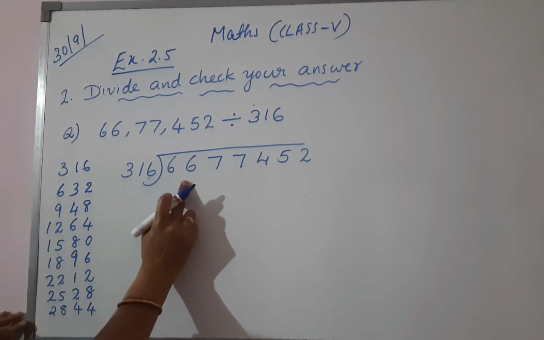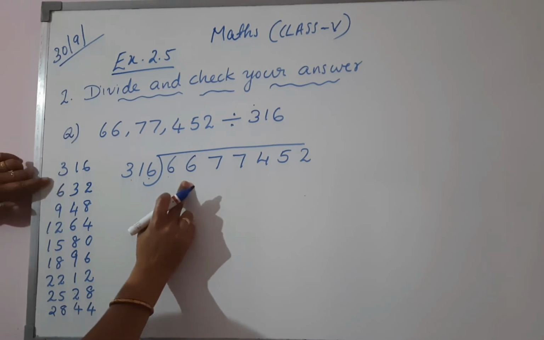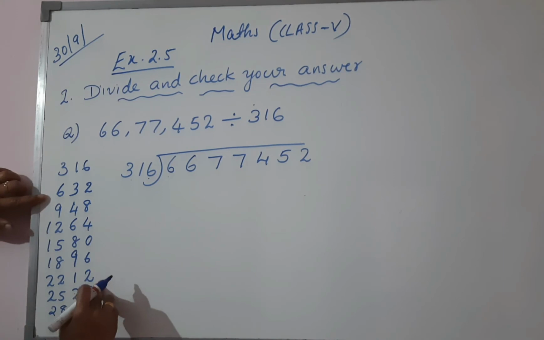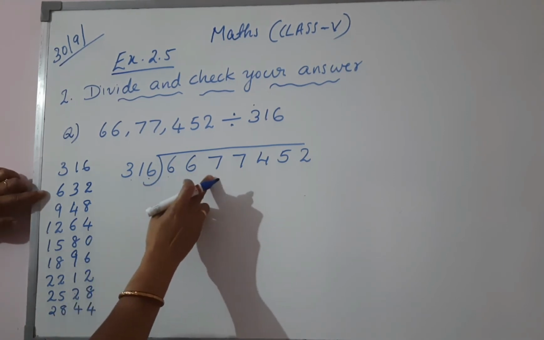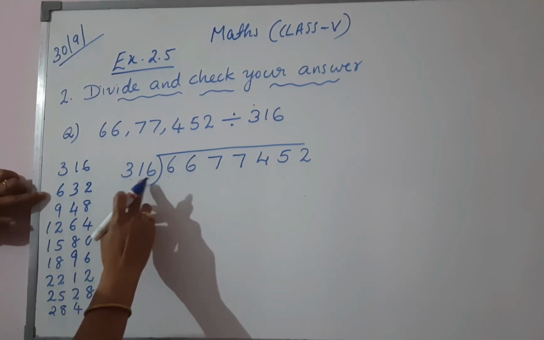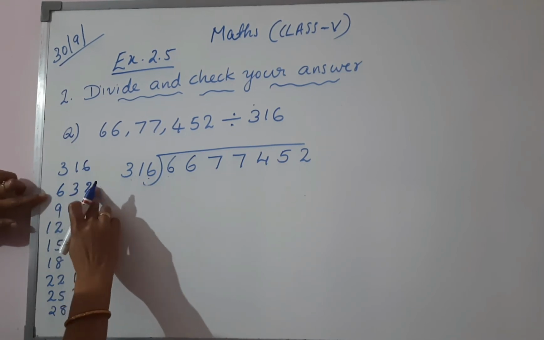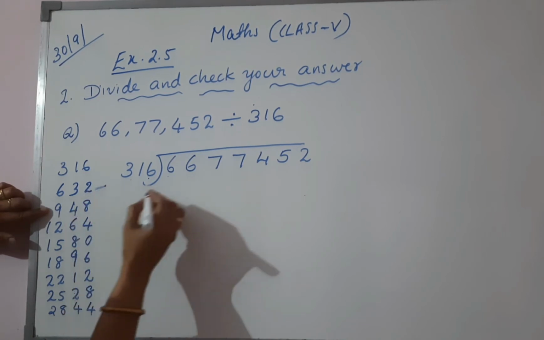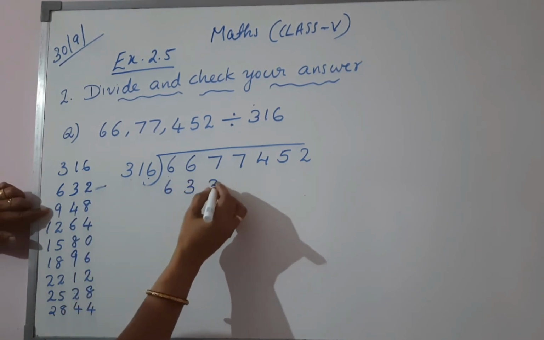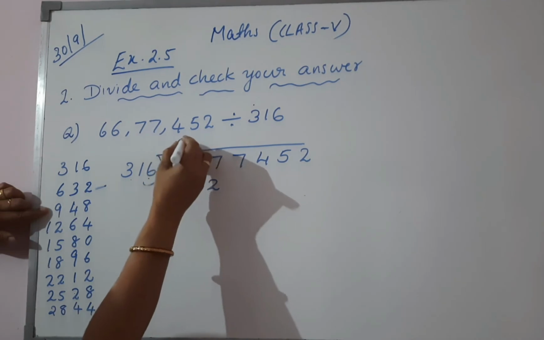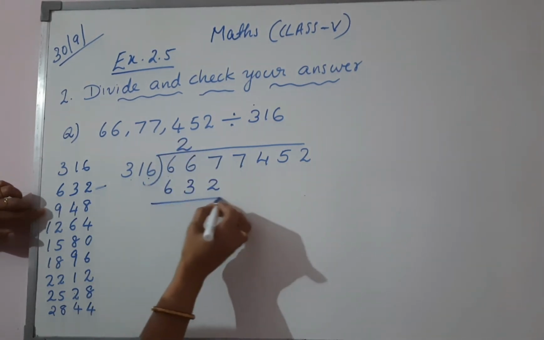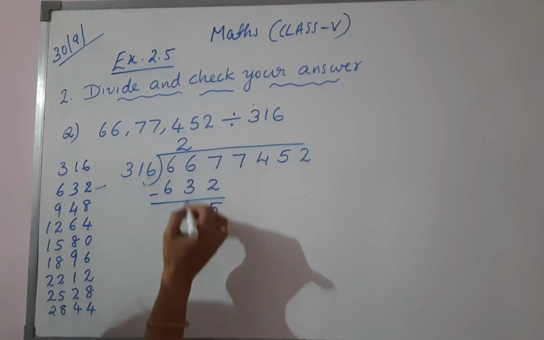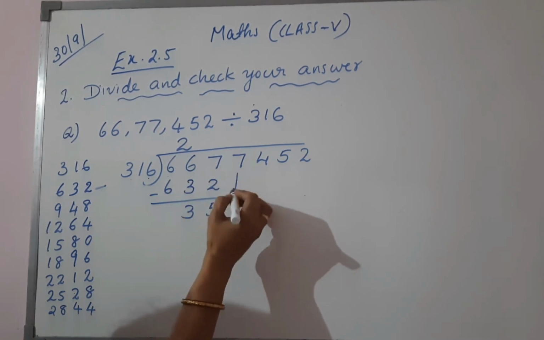So we can take 667. Now you should come to the multiples of 316, the table of 316. Go through. In 667, how many times is 316 coming? Here 316, here 632, then 948. So we can take 632. How many times is it? 1, 2. 2 times it is. So we can write that 2 here. Now we should do subtraction. 7 minus 2 is equal to 5. 6 minus 3 is equal to 3. Bring down 7.